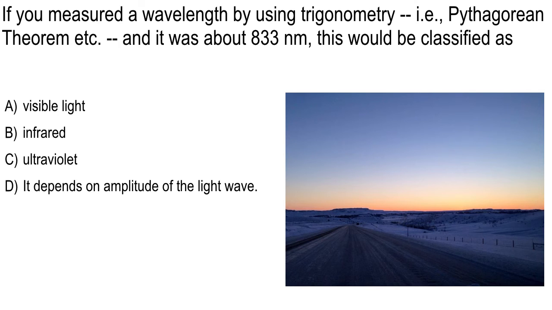The wavelength is 833. Now that's bigger than 700. Violet is 400. Red is 700. 833 is even bigger than that. It's even redder than red, and that means that it is infrared. You can make a note of this: infrared is even longer wavelength than red. Similarly, ultraviolet is shorter wavelength than 400 nanometers violet. So make a note of that.